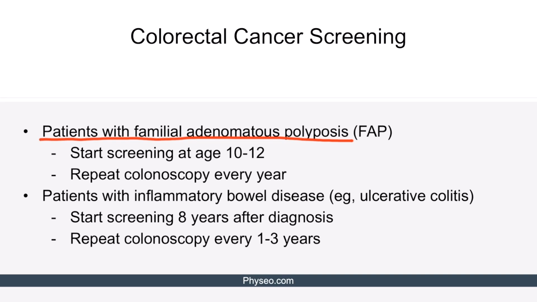Now, lastly, for patients with inflammatory bowel disease, such as ulcerative colitis, clinicians should start screening with colonoscopies 8 years after the initial diagnosis. And patients should obtain a repeat colonoscopy every 1 to 3 years after that. So basically, they're diagnosed with ulcerative colitis, you've got this 8-year lag, and then you've got to start screening them with colonoscopy.